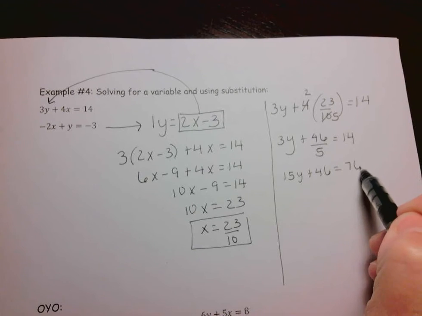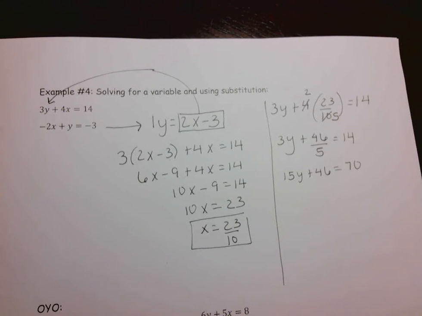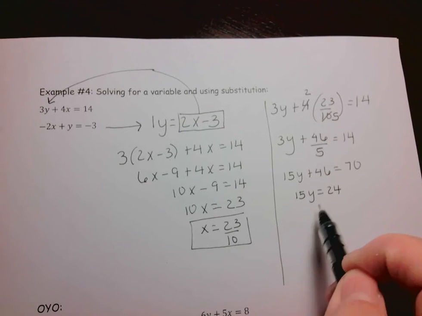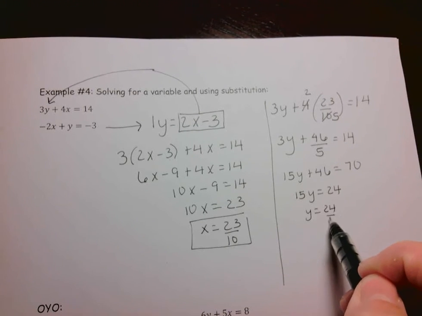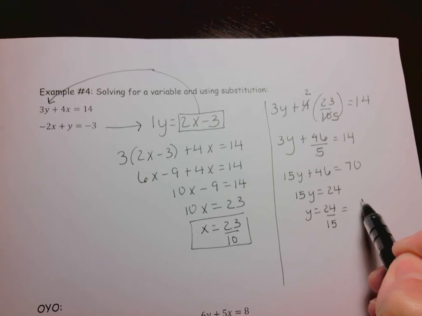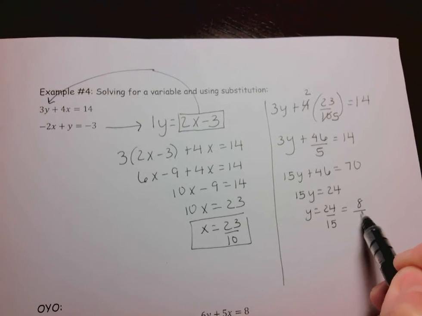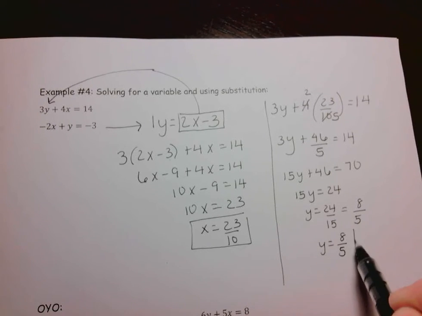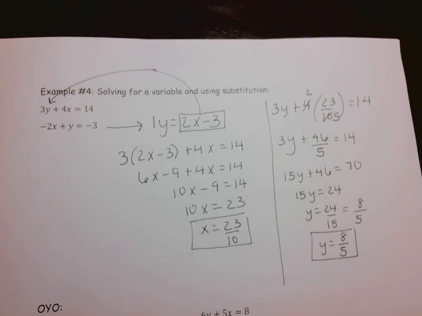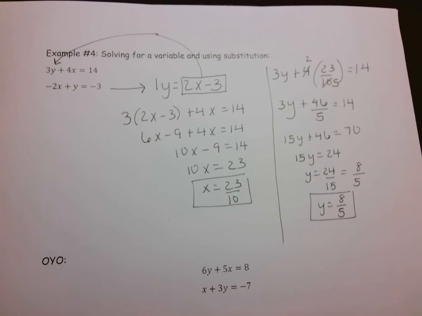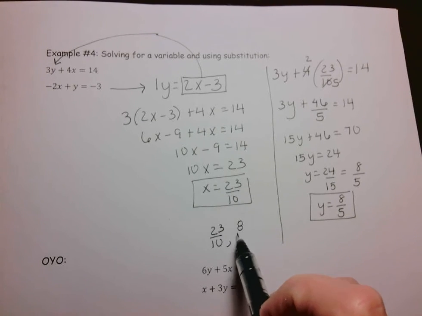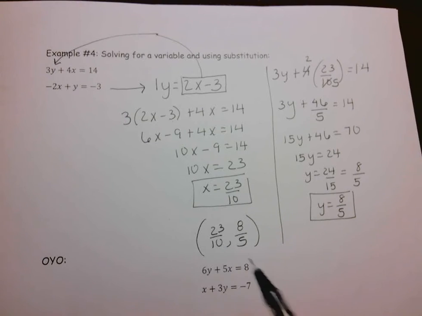70 minus 46 is 24. And I can reduce that. 3 goes into that 8 times. There it is. So it looks like y equals 8 over 5. So it looks like the answer is going to be 23 over 10, comma 8 over 5. That's the coordinate point that's going to make both of these equations true.